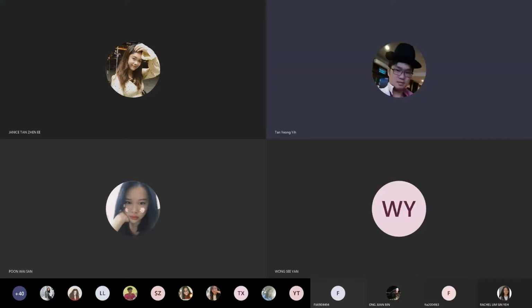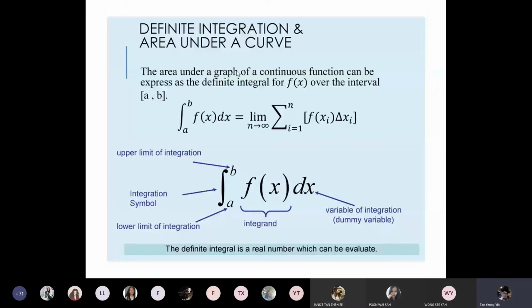We have learned in the previous section. Okay, so in the previous section, we learned about the definite integrations. All right, so what is definite integration? The definite integration is actually the integration with numbers here. All right, we call this the lower limit and upper limit.